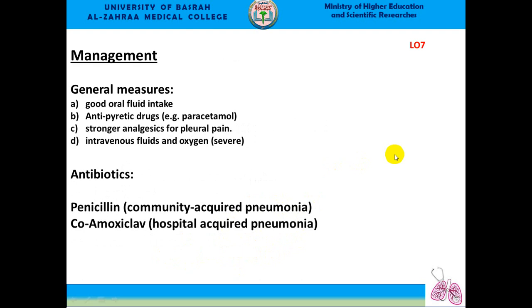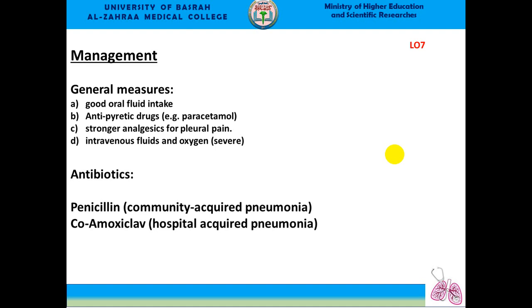How do we manage pneumonia? We have general measures and the specific measures. The general measures, first of all, is to emphasize the importance of good oral fluid intake. So we ask the patient to drink a good amount of fluid, water and other types of fluid. Second is to give antipyretic, a treatment for fever or fever reliever, and very commonly used is the paracetamol or the acetaminophen to reduce fever and pain.